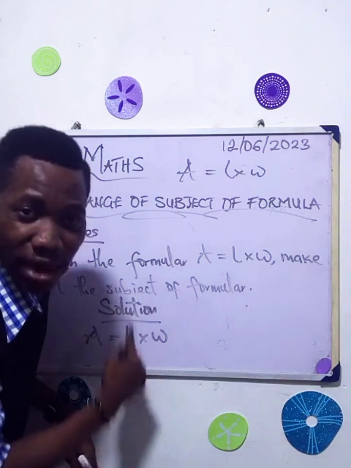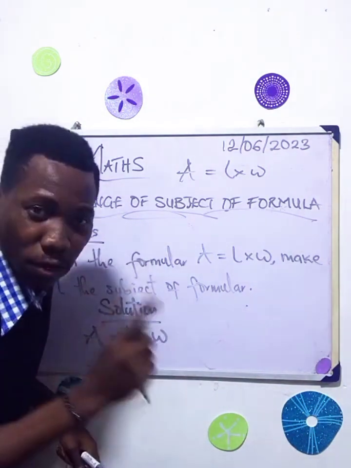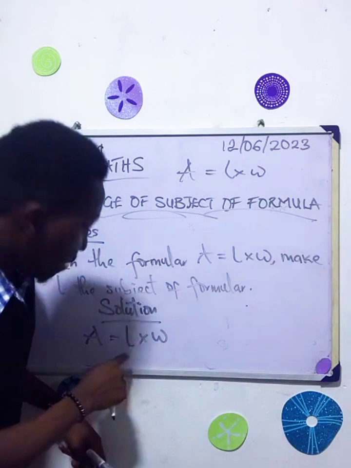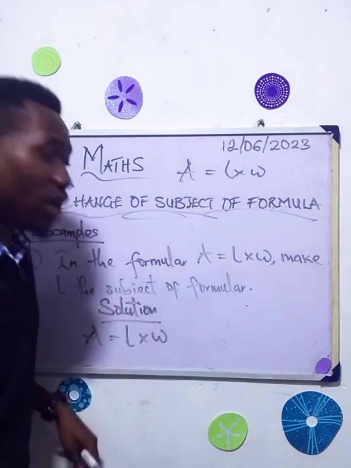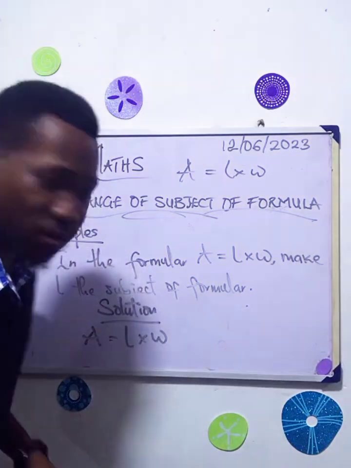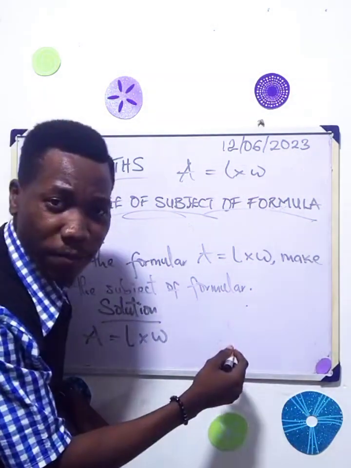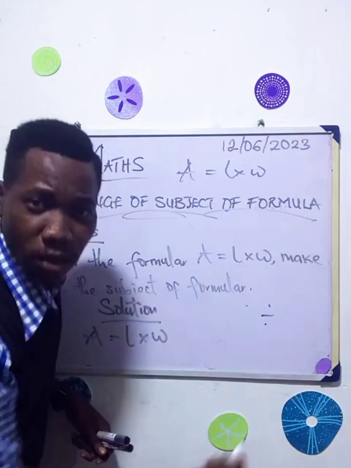I want only L on this side. I want L alone. What am I going to do? I will have to take the inverse operation of my multiplication. And what is the inverse operation of multiplication? The inverse operation of multiplication is division.